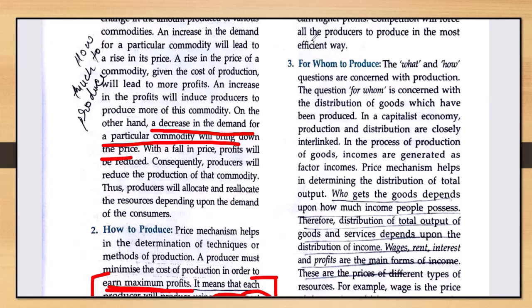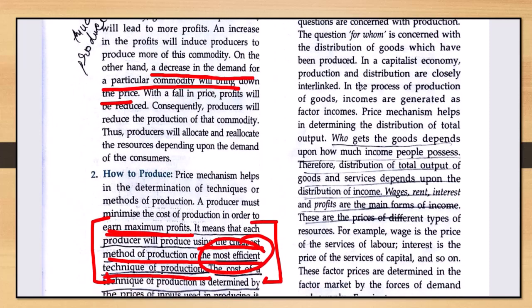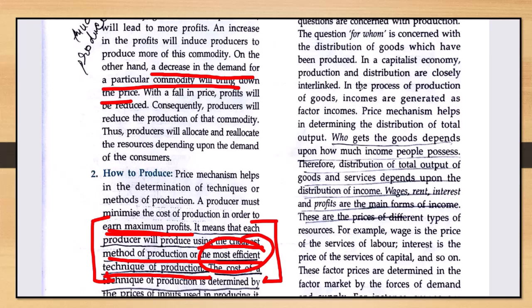Third, for whom to produce. The last decision, to solve the last basic problem, is for whom to produce. We have already decided what and how to produce, and how much to produce with what technology. The next question is for whom to produce. As we know, this is a capitalistic economy, so the distribution of goods and services is mainly targeted to the people who will ultimately give profits to the producers.